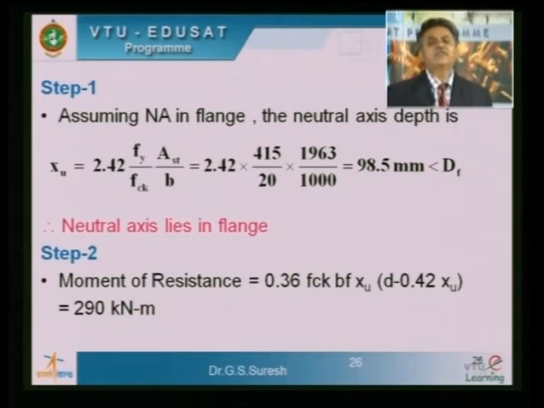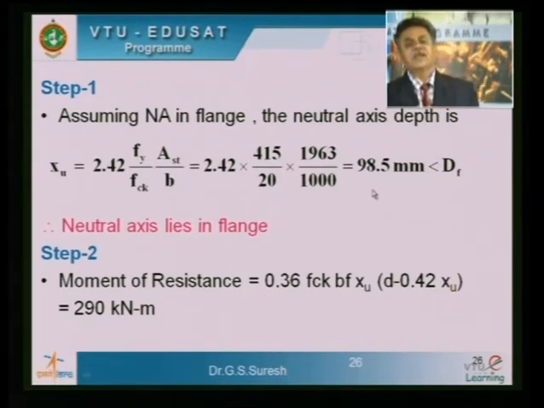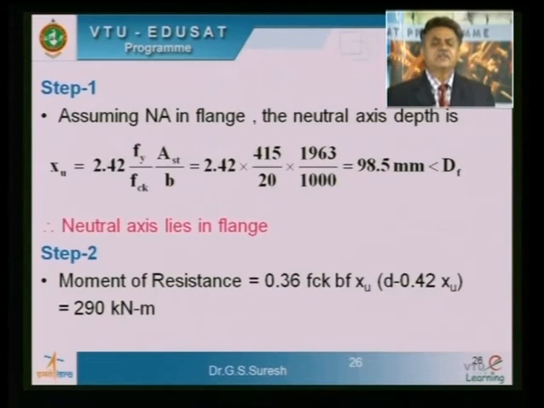For a rectangular section, I have the equation for XU. By equating the concrete compression force to the tensile force, which I used earlier in the singly reinforced section, XU equals 2.42 into FY by FCK into AST by B. Substituting the values of FY, AST, FCK and B, I get the depth of the neutral axis as 98.5 mm, just above the bottom of the flange. It is less than the thickness of the slab, therefore the neutral axis lies in the flange. So my assumption is correct.